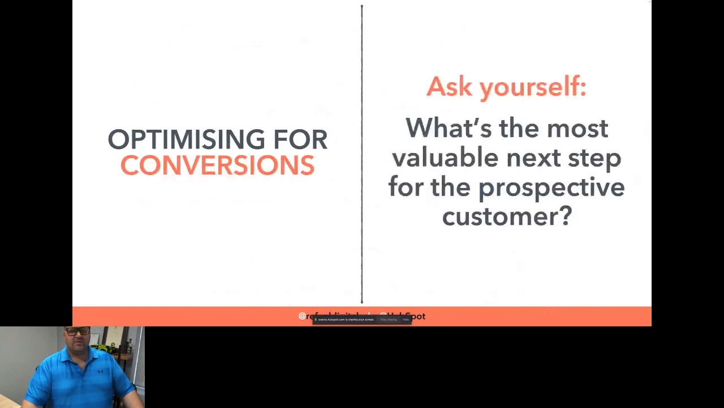So last, optimizing for conversions. Ask yourself, what's the most valuable next step for the prospective customer? Not for you, for the prospective customer. Considering the purpose of most content is to encourage a next step, you need to ask yourself what the next step should be for the person consuming it. When we do HubSpot audits, this is probably one of the areas that we generally find people haven't really considered. We're going to put some content out. We want to get the number one ranking. We get good website traffic, but we don't actually get a conversion off the back end of it.